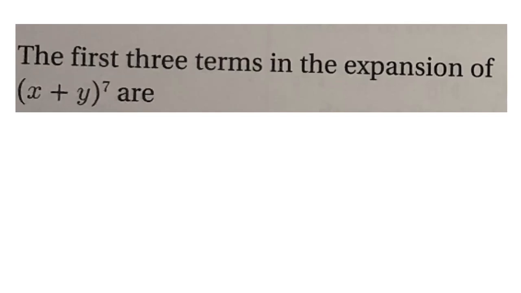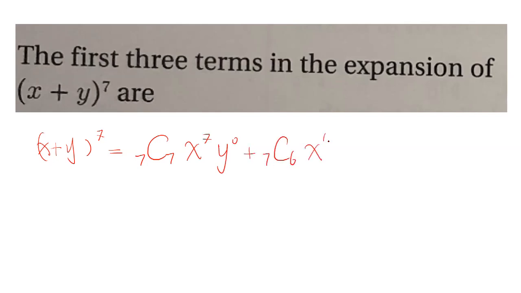Okay, let's try to write down the first three terms. (x + y)^7, according to the formula, is C(7,7) x^7 y^0, and C(7,6) x^6 y^1, and C(7,5) x^5 y^2. And because it only asks you to write first three terms, we can omit the rest of the terms.